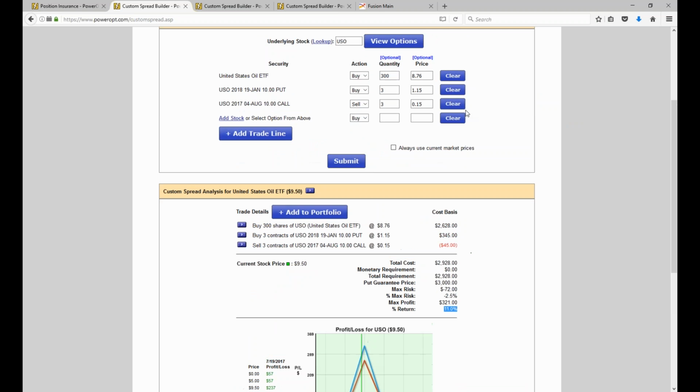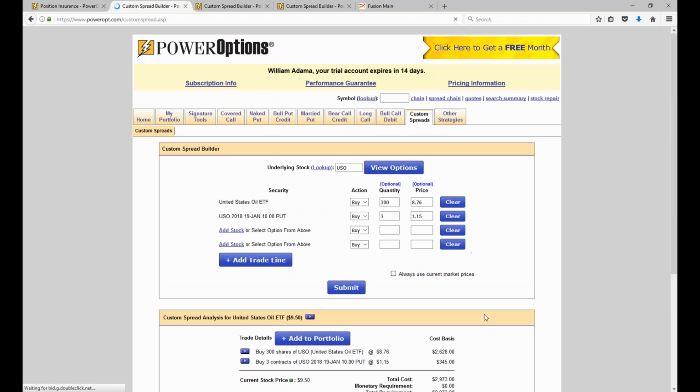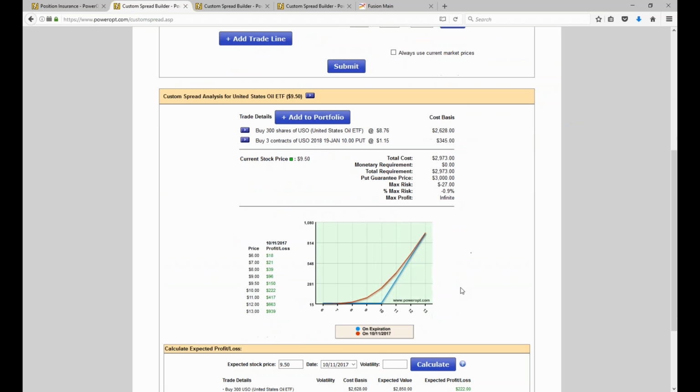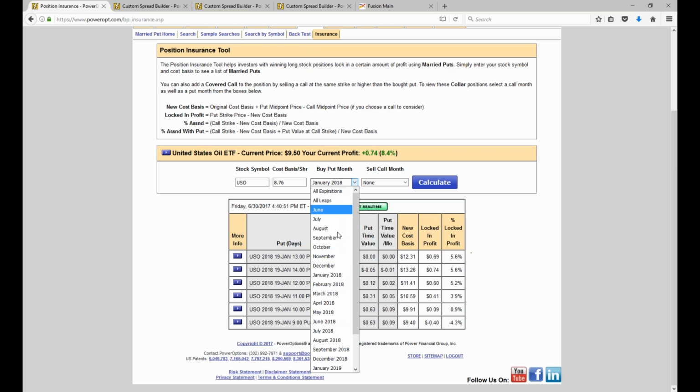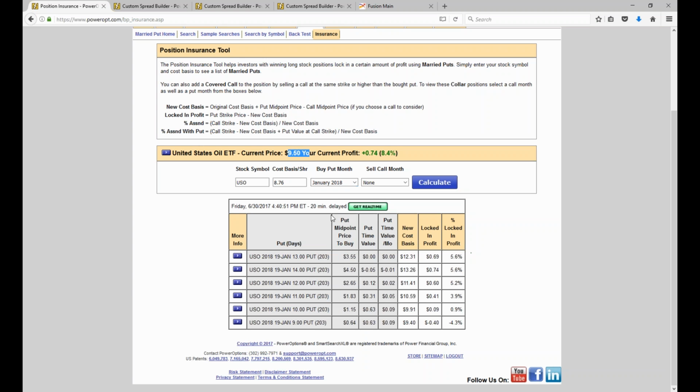What I'm showing you is a radioactive trade after the fact, where you have a gain in the stock and you're trying to lock it in. You don't have to go to January. I showed you the insurance tool where we could look at a variety of different months. I could look at July's, August or September's, which I'd be able to lock in more profit, but we went out to January and we took the at the money strike, the 10 strike, because that's the most logical to see more profit if we're expecting the stock to move up.